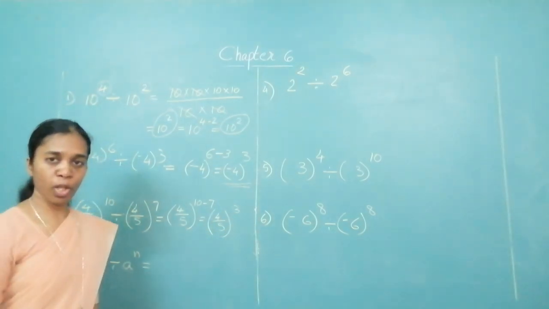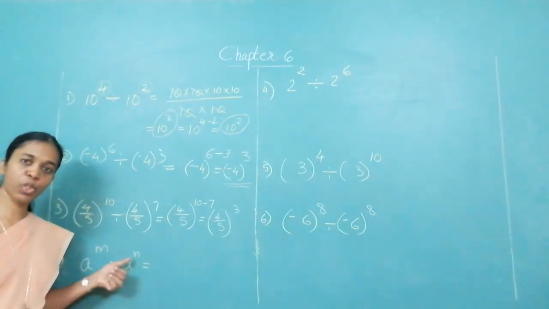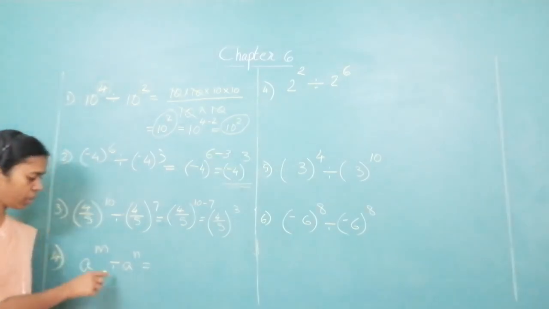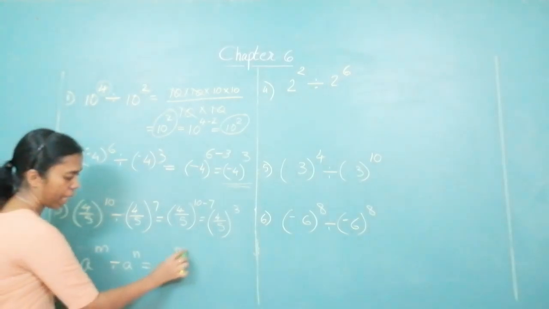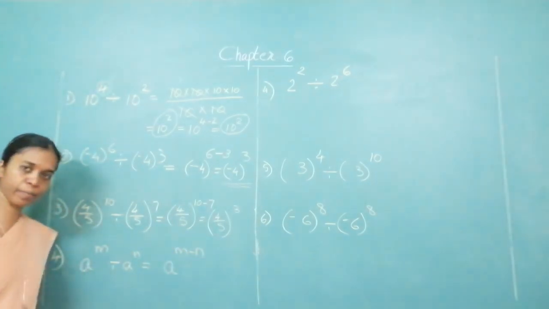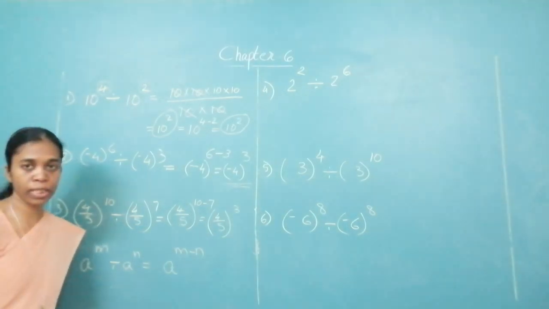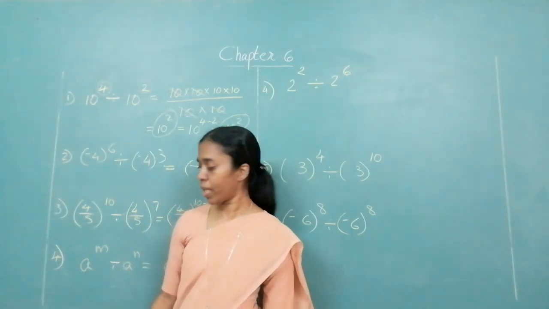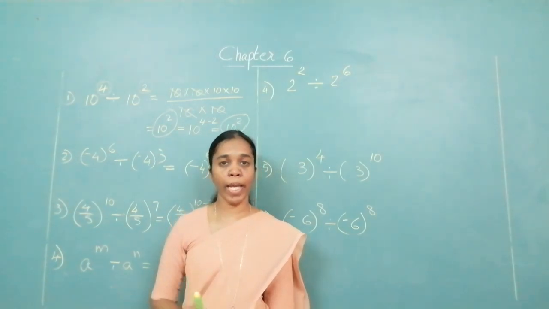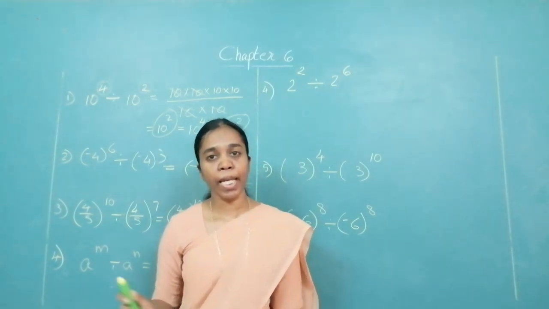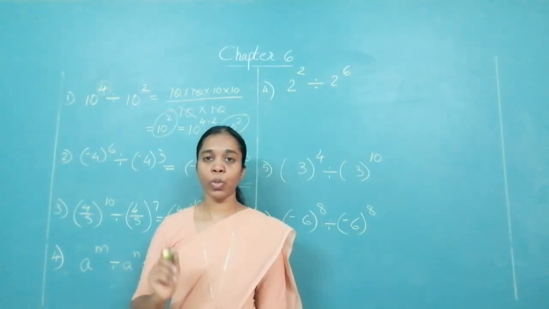So can you form the formula from it? If I have a^m divided by a^n, what will be the answer? This is division, base is same. So it will be a^(m minus n). Please add this to your formulas. Please learn it. The previous formula you had learned: a^m multiplied by a^n is equal to a^(m plus n). Here it is a^m divided by a^n is equal to a^(m minus n).